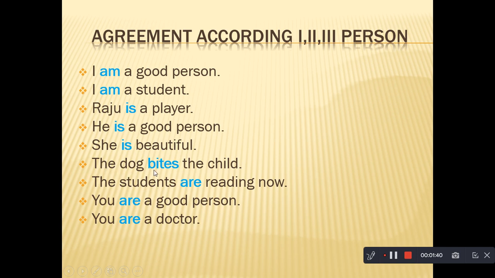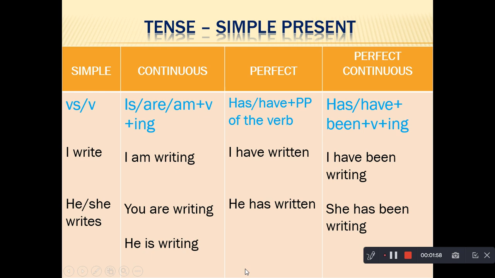The next one: the dog bites the child, the students are reading. As a rule, when the subject is singular in the simple present tense, we use the verb plus s or es. Now, you are a good person, you are a doctor. Here the subject is plural, so you use the plural form of the auxiliary based on the tense.